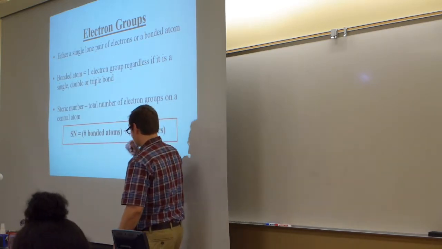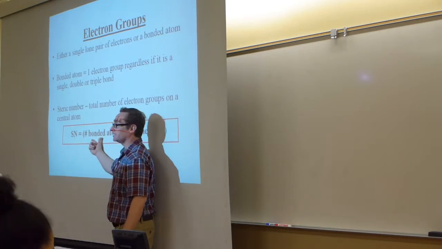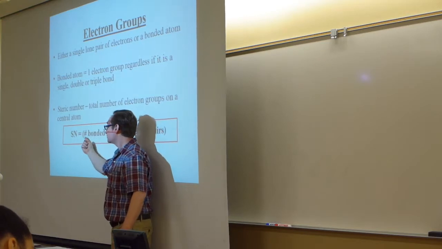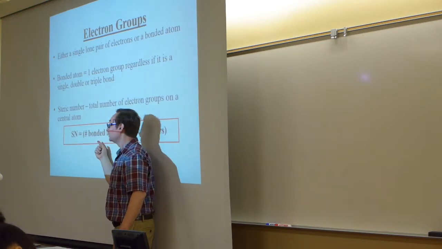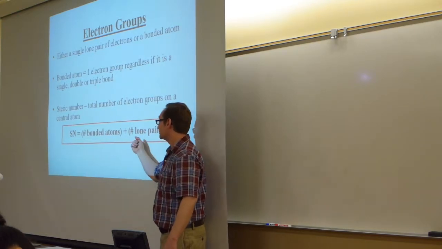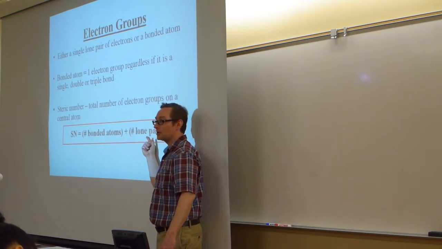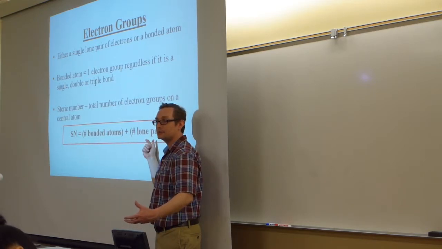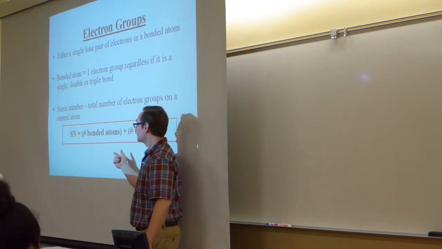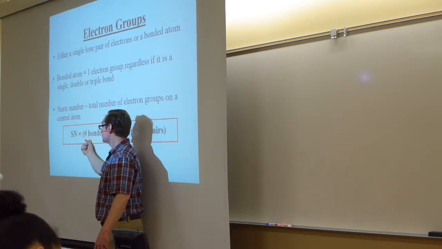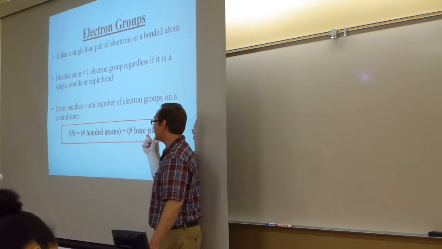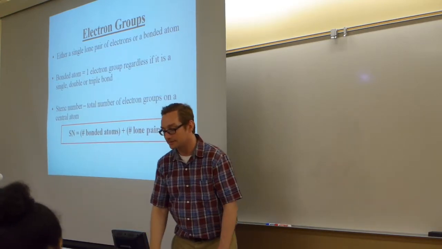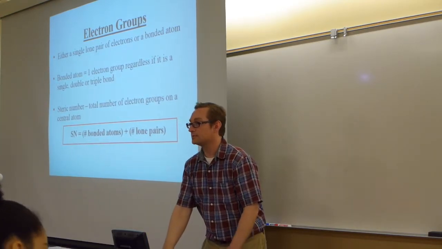Okay, steric number is the number of bonded atoms, and I would add a little extra to this: the number of bonded atoms directly on the central atom, plus the number of lone pairs directly on the central atom. This is all about central atoms, not outer atoms, but atoms that are in between other atoms. You add those two together and that gets you the steric number. And we use the steric number to determine the shape of the compound.